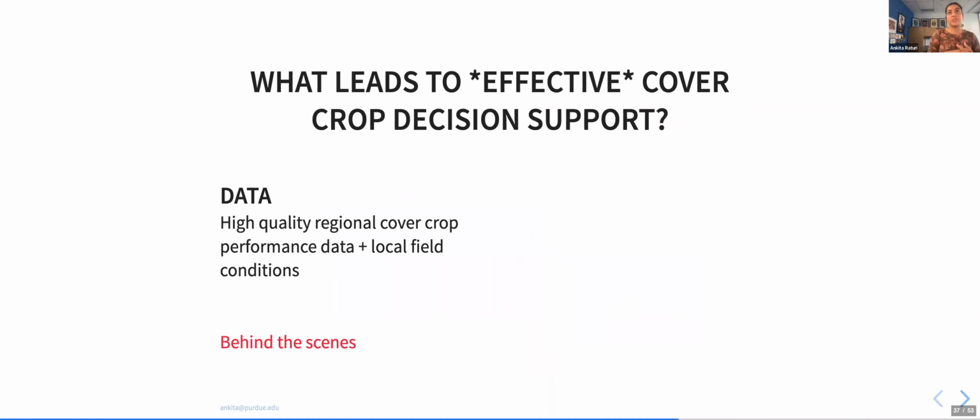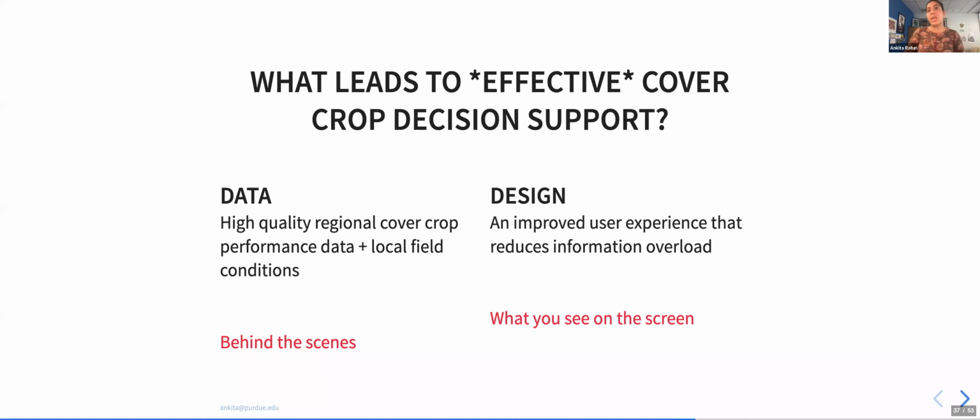So from a construction perspective, what leads to effective cover crop decision support? I argue there's two things, and this is how our work has played out. The first one is the data. You need high quality regional cover crop performance data, as well as some local field conditions. This is usually what's behind the scenes in a web app. And then you also need a design, an improved user experience that reduces that information overload. If we go back to this notion that introducing cover crops into a system can sometimes increase the cognitive burden on a grower, this is one way in which we might begin to reduce that cognitive burden. And this is usually what you see on the screen.